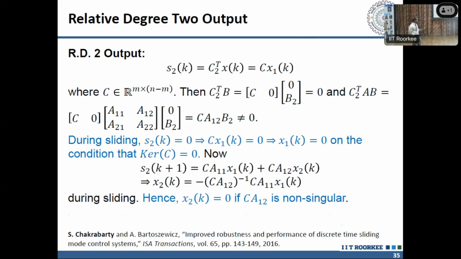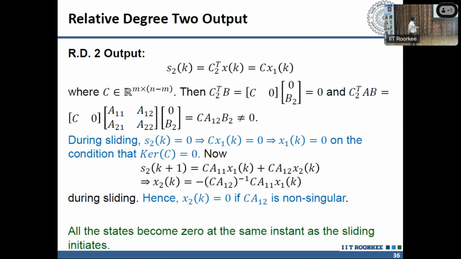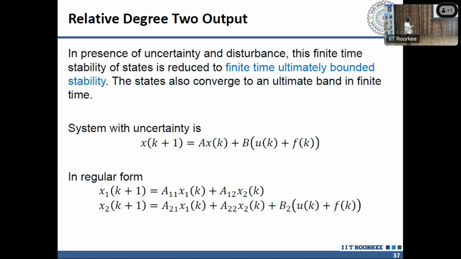So what is the result here? The result here is that all the states become 0 at the same instant as the sliding initiates. Previously with RT1, you have to make S 0, and after that X becomes 0 asymptotically, following certain dynamics that you need to design. In this case, as S becomes 0, your X also becomes 0 at the same time. The only thing you need to consider is the selection of C in such a way that its null space is an empty space. In presence of uncertainty and disturbance, this finite time stability of the states will get reduced to some finite time ultimately bounded stability. Of course, you can appreciate that. So we will be able to convert to an ultimate band in finite time.